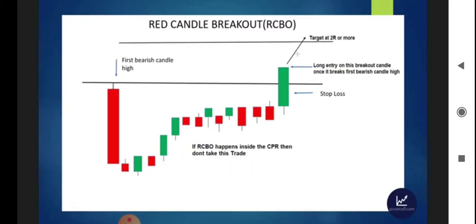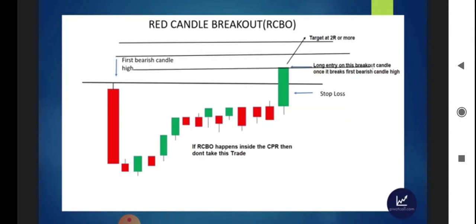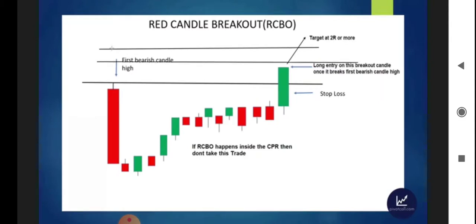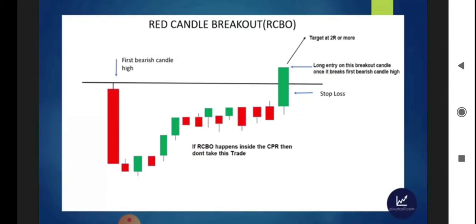If you see that red candle breakout happened and immediately there is a CPR, then it is best not to go long here. Okay, because CPR can act as a resistance. It can reverse, your stop loss can hit. But if there is no CPR, if there is a daily pivot or a weekly pivot or a previous day high, all these minor resistances can be ignored and still you can go long. Only if there is a CPR, you should not go long, because CPR is very powerful, especially if it is wide.